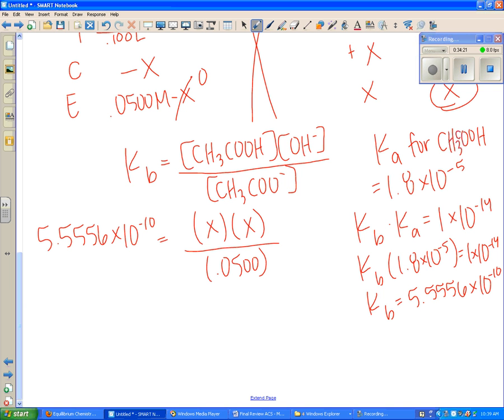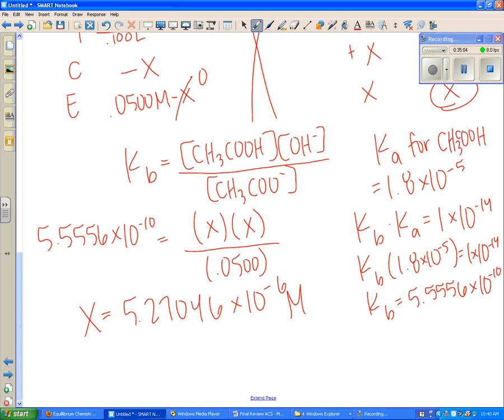Times both sides by 0.0500, and then do what, Rob? And then square root. And what did you calculate X to be? Anyone calculate X? Lauren? I got 5.2704. Is that what you got? Check and see how many digits you used. If you don't have at least 4 or 5 digits here, 4.6 times 10 to the minus 6 molar is what X is.